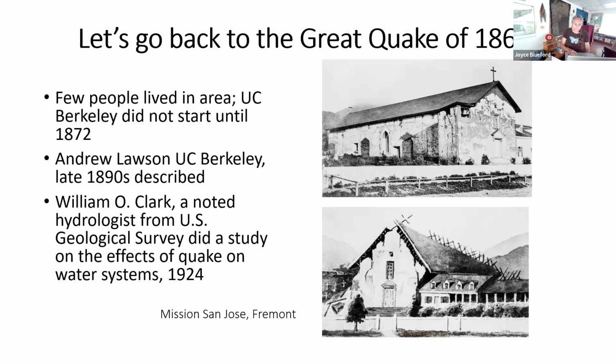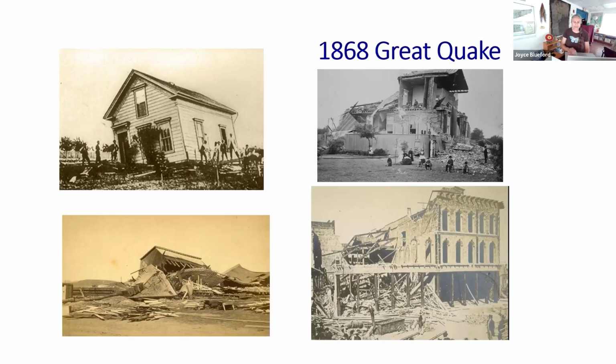And you've got to remember, UC Berkeley wasn't even around back then. And so there were not that many scientists that actually looked at it. It wasn't until the 1890s that a seismologist, Andrew Lawson from UC Berkeley, came down and documented it. And it wasn't until the 1920s that we actually had pictures. These are actual pictures from the 1868 earthquake.